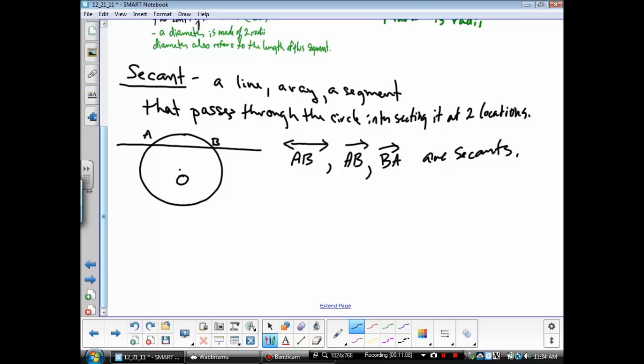It goes completely through the circle. The chord stops. Exactly. So this secant contains a chord. This piece of it, segment AB, is a chord. But line AB, or ray AB, or ray BA, those are all secants.